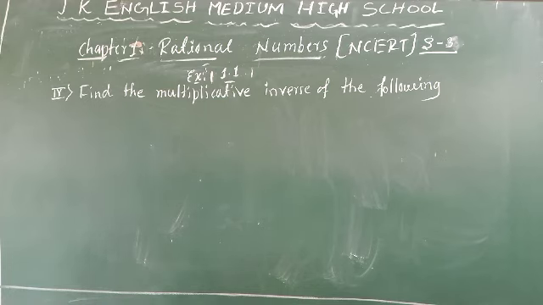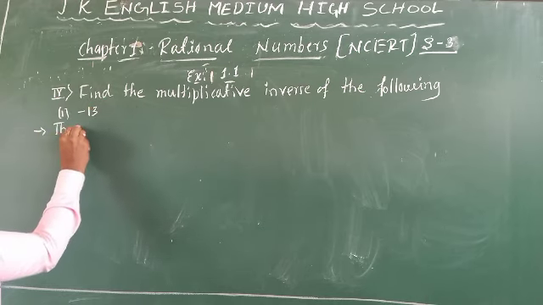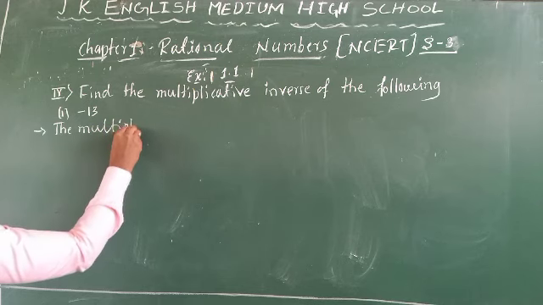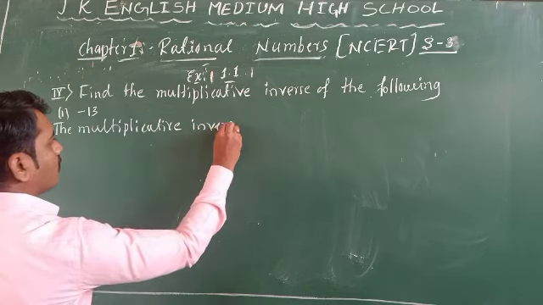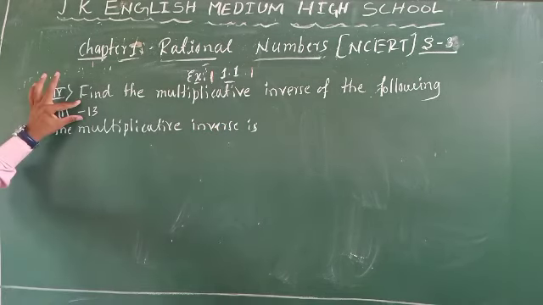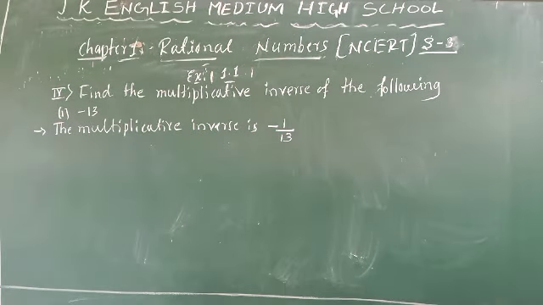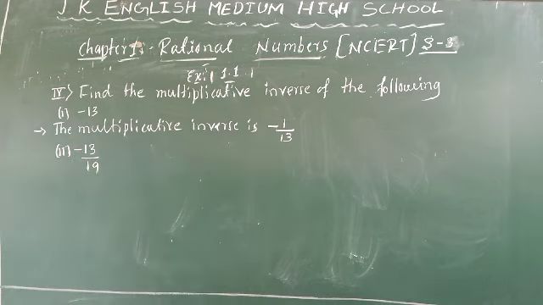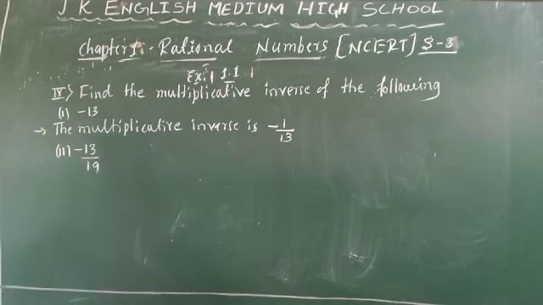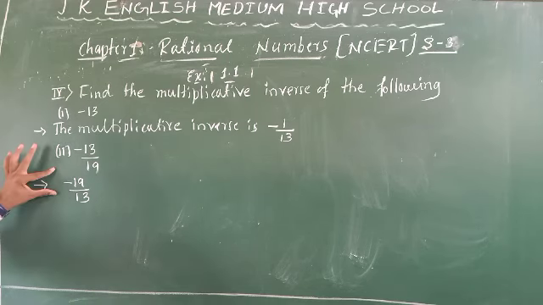Already we have written the additive inverse. Question number 1, minus 13, the multiplicative inverse. The multiplicative inverse is, so only numerator is there, what we should do? Minus 1 upon 13. We should write it in the denominator. Next, minus 13 by 19 is there. What is the multiplicative inverse? Minus 19 by 13. So you should write the statement here.